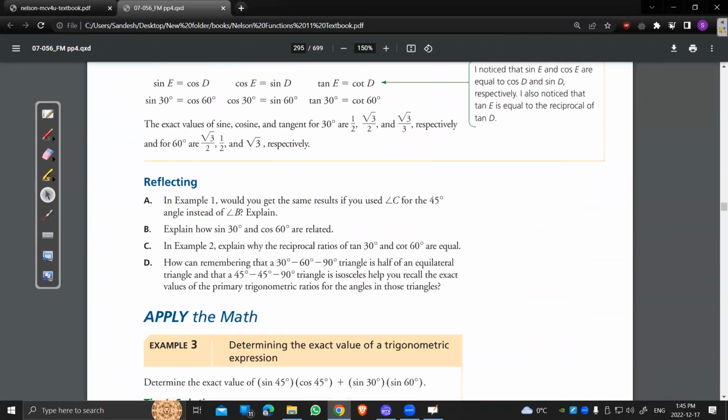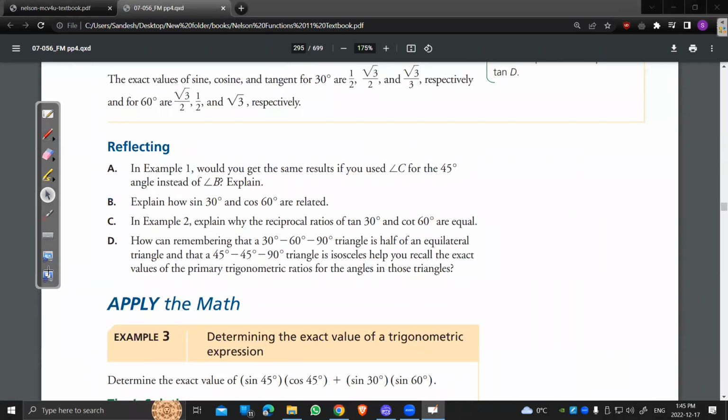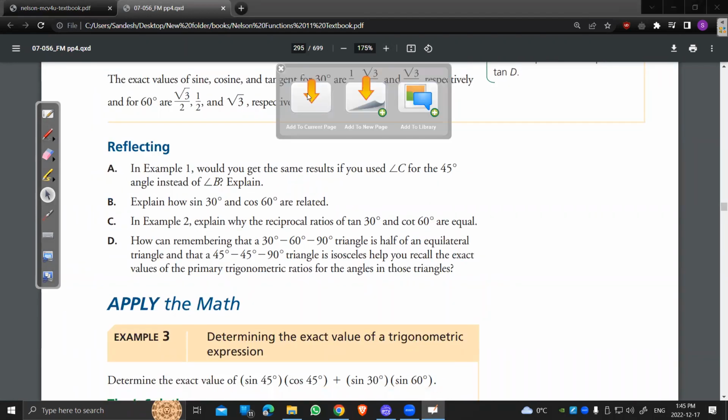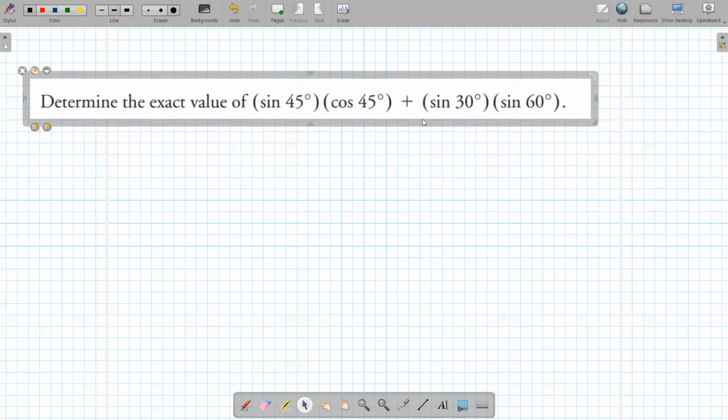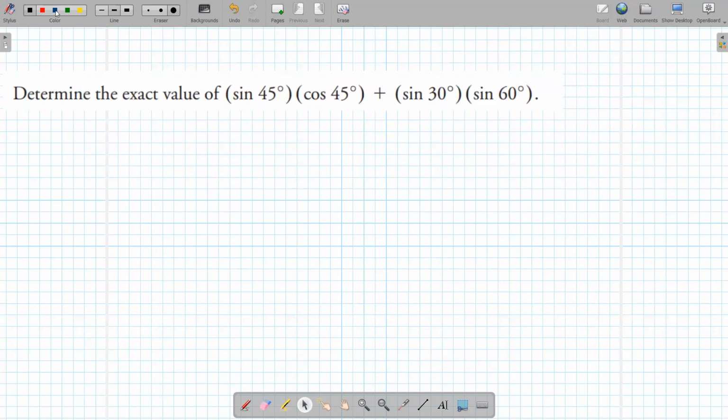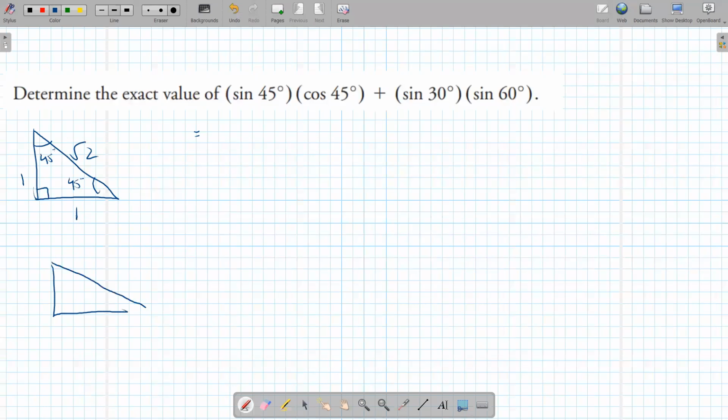Like, wait, I'm going to show you a question here. Determine the exact value of these guys. So if you plug this in a calculator, it will give you some irrational number, which doesn't help you. I'm going to give you the triangle. 1, 1, root 2, 45. And eventually you're going to end up remembering this if you do enough questions on this. 30, it's 1, 2, this is root 3. 60, boom. All right, what's sine of 45?